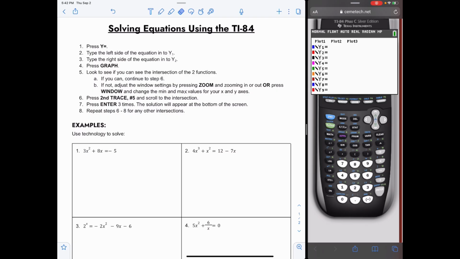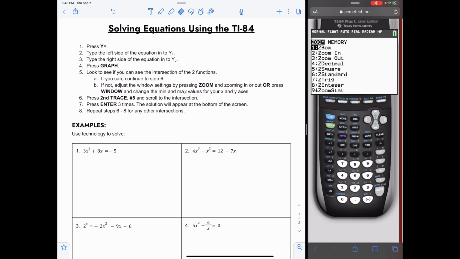So for the left side, we're going to type in 3x squared plus 8x. And then on the other side for Y2, we're going to have negative 5. So what we're going to do is graph it, and we should see 2 colors come up. As you can see here, I have a blue graph and a red graph. You can see a little bit that it crosses twice, but we're going to zoom.